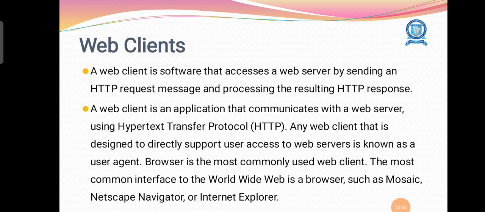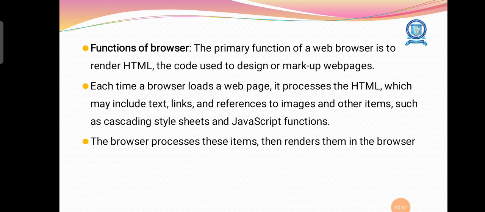The most common interface to the World Wide Web is a browser such as Mosaic, Netscape Navigator or Internet Explorer. Functions of the browser. The primary function of a web browser is to render HTML. HTML is the code used to design or mark up web pages. Each time a web browser loads a web page, it processes the HTML, which may include text, links and references to images and other items such as cascading style sheets and JavaScript functions. The browser processes these items, then renders them in a browser.